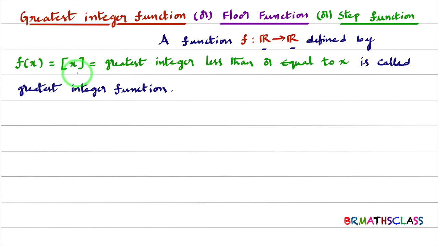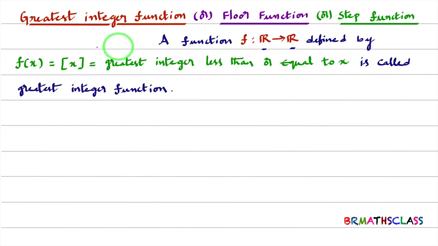And what is step x? It is greatest integer less than or equal to x. I'll explain this with examples. First, let me complete the definition. Greatest integer less than or equal to x is called greatest integer function. What is greatest integer function? A function f from real numbers to real numbers is defined as f of x equal to step x. What is step x? Step x is greatest integer less than or equal to x.